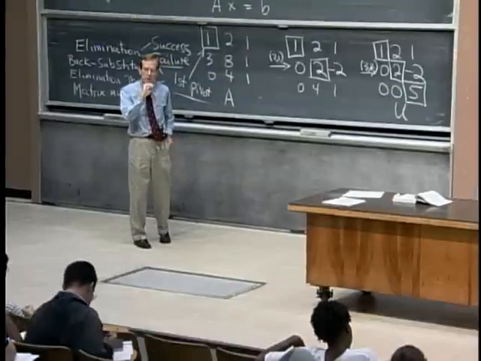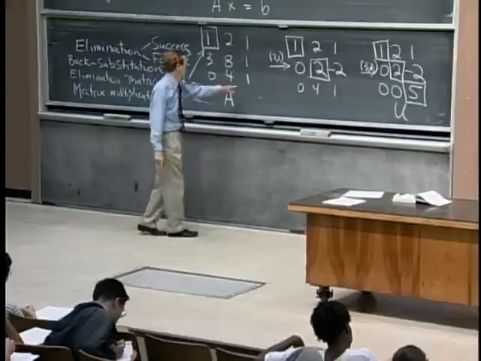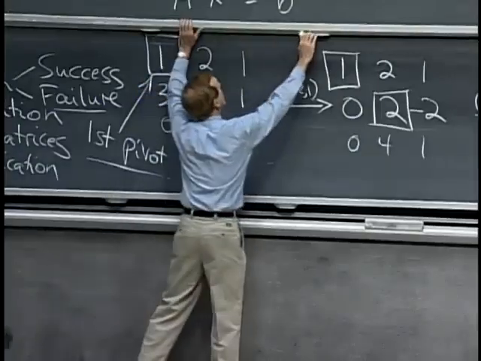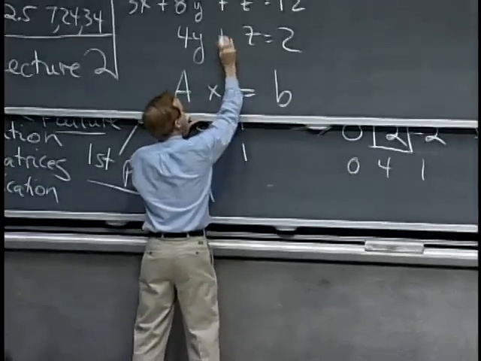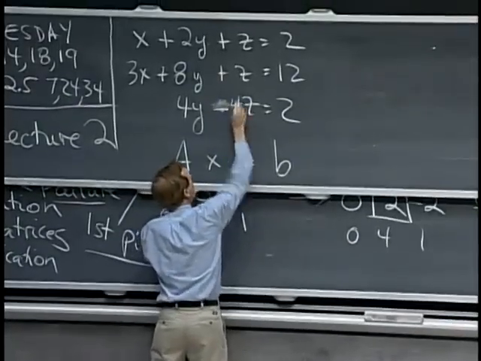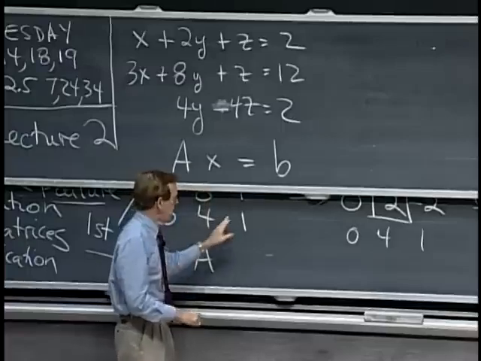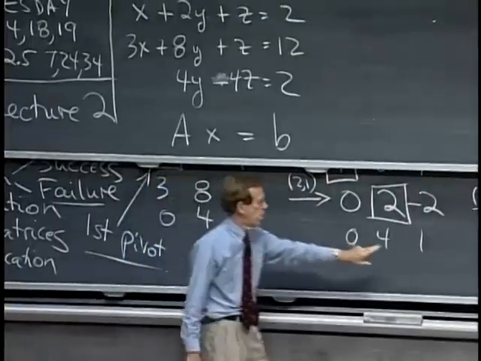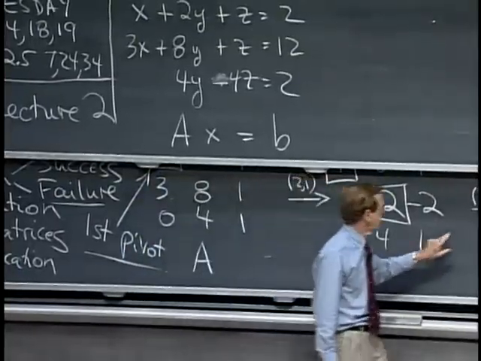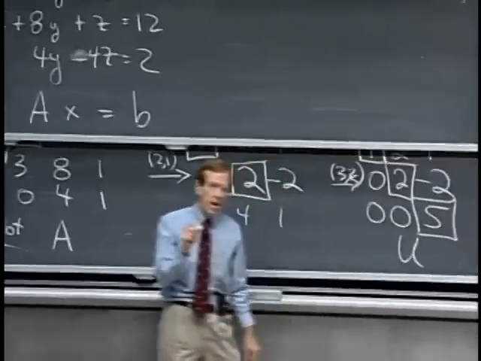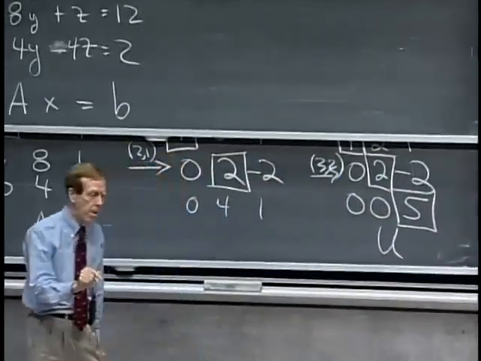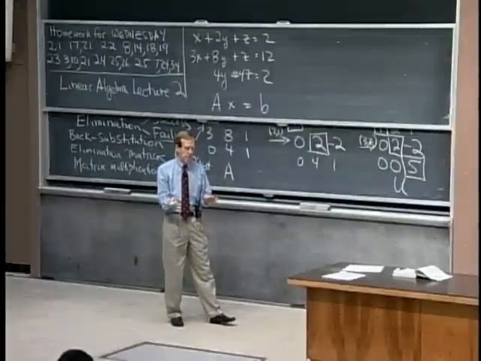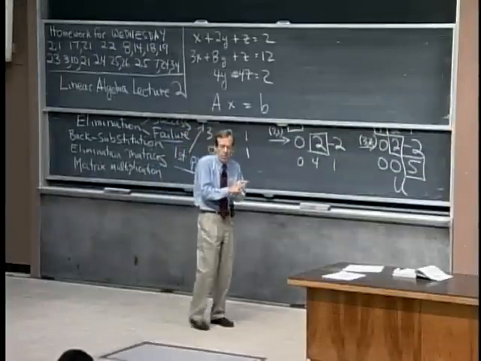-4, good. If it happened to be a -4 here, I'll temporarily put it up here. If this had been a -4, then I would have gone through the same steps. This would have been a -4. It still would have been a -4. But at the last minute, it would have become 0. And there wouldn't have been a third pivot. The matrix would have not been invertible.